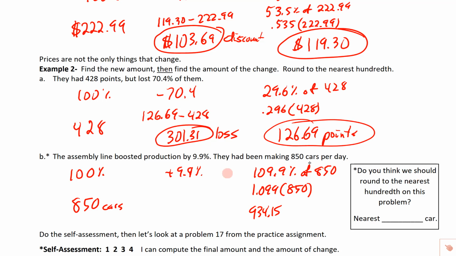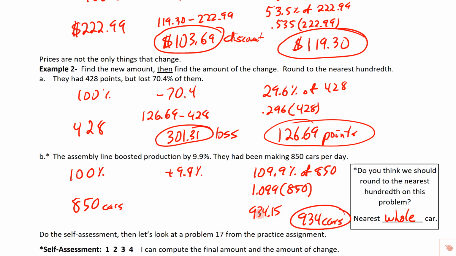And let's take a look over here. This is a problem about cars. So could they have boosted the production to 934 point? Could they make 1/1500ths of a car, in other words? Probably not. Maybe they stopped for the night and they just have a car that's partially made or something like that. On a problem like this, we're probably going to round to the nearest whole car. So we now want to figure out, well, how much did production actually go up? So our answer on this one, nearest whole car, is going to be 934 cars.